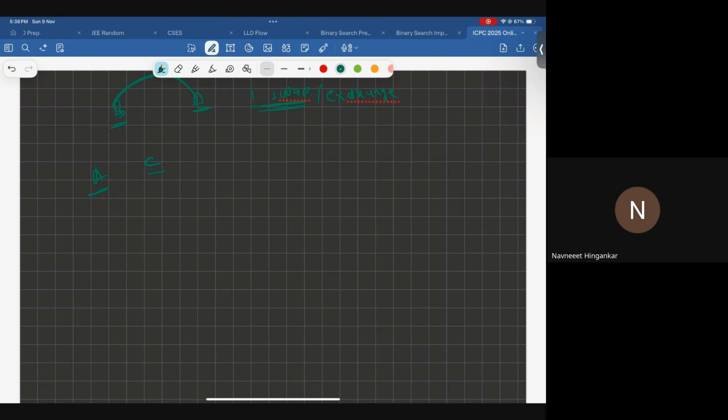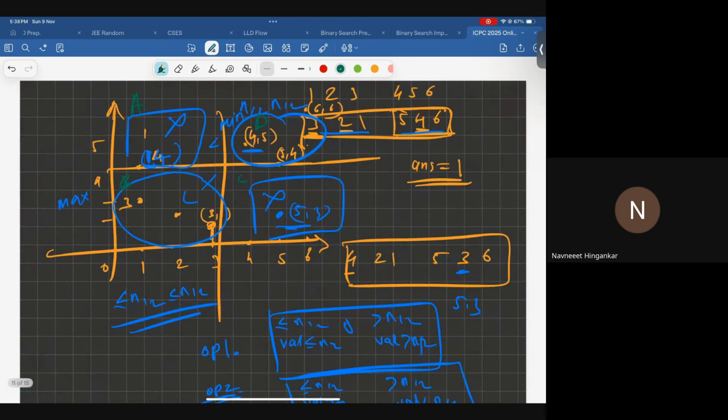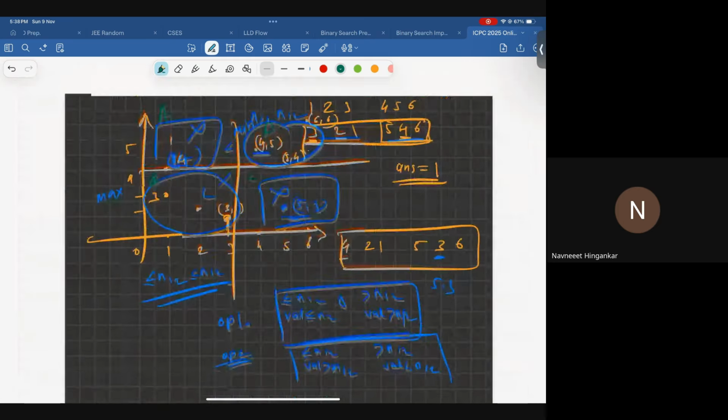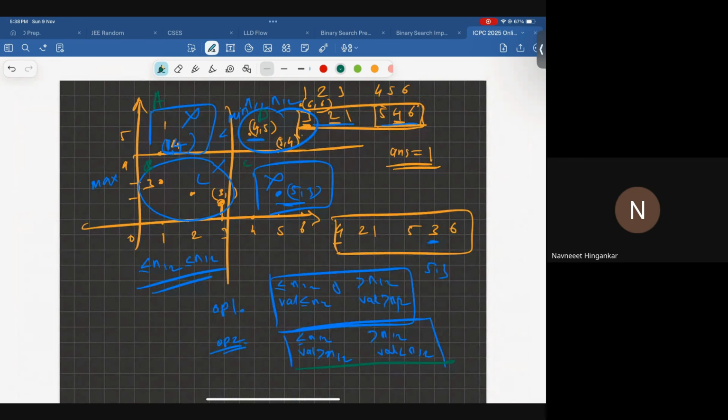Okay. Then, this is the simulation that you need to do in your language. Operation one is just all the values that are less than or equal to n by 2, and greater than n by 2. Similarly, operation 2 is this, and print those values basically. That's it.